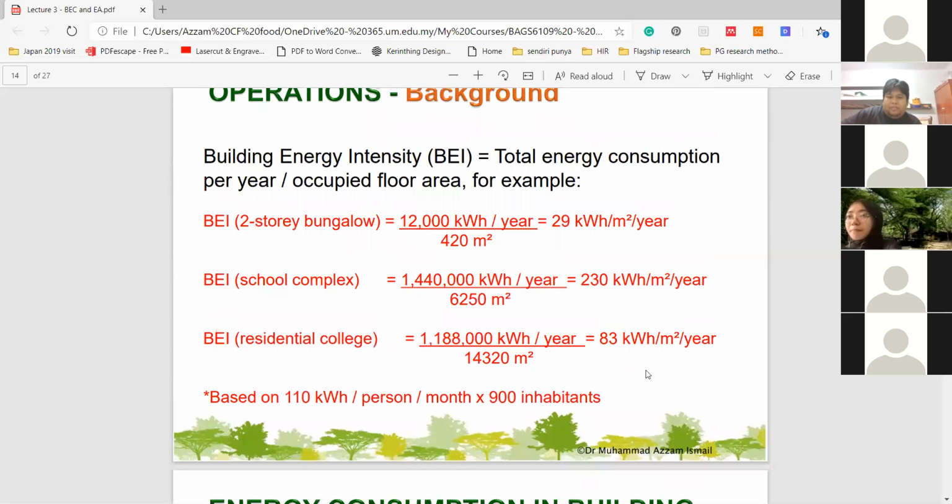So there are three examples here. A two-story bungalow is about this much, quite low, but it is a bungalow, of course. You compare this to a bigger building, then you get to see that the bigger building uses up a lot more energy, of course. The total amount of energy, this is based on a residential college in UM. And then we divided it up by the size of the buildings, okay? And this is what we get. Quite efficient, which is not bad. But yeah, it's quite evident because there are not many aircon around, a lot of ceiling fans. Therefore, it's lower than a faculty building, okay?